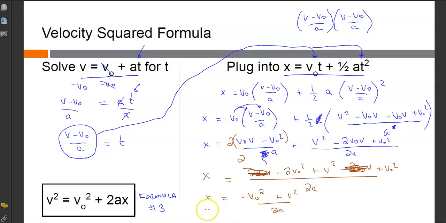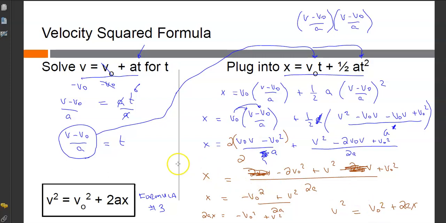If I were to multiply both sides by the 2a, then I'd have 2ax equals negative v naught squared plus v squared, like that. And you can see if I add this term to both sides, then all of a sudden I've got myself v squared equals v naught squared plus 2ax. I also flipped it as I did that just because I'm out of room here. This thing doesn't let you have any more space. But that's the derivation of formula number 3.